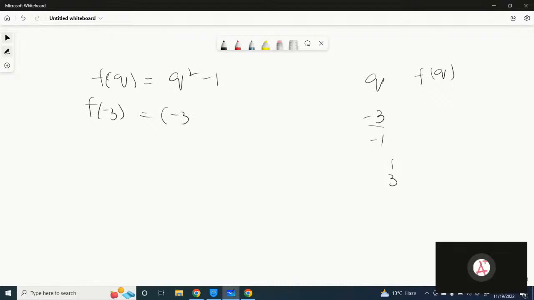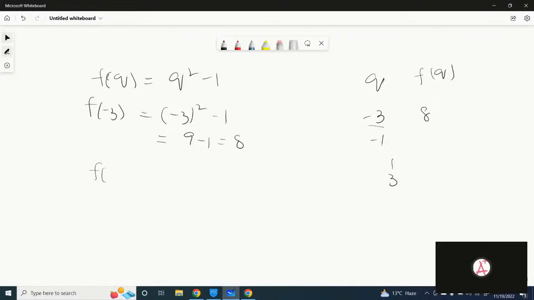It would be -3 square minus 1. Got it? -3 square is 9. 3 times 3 is 9. 9 minus 1 is 8. That means when q equals -3, f of q equals 8. Got it? Do the same thing for the rest of the values of q.